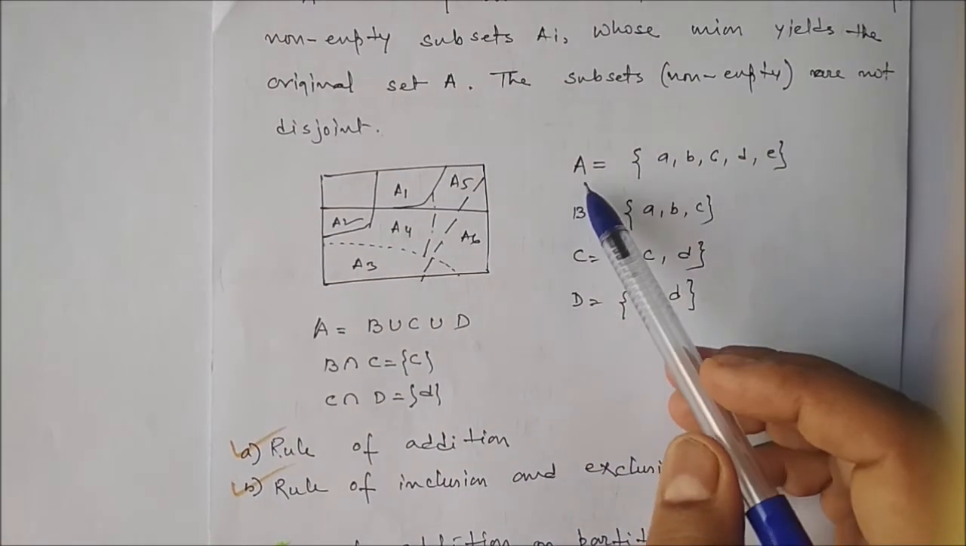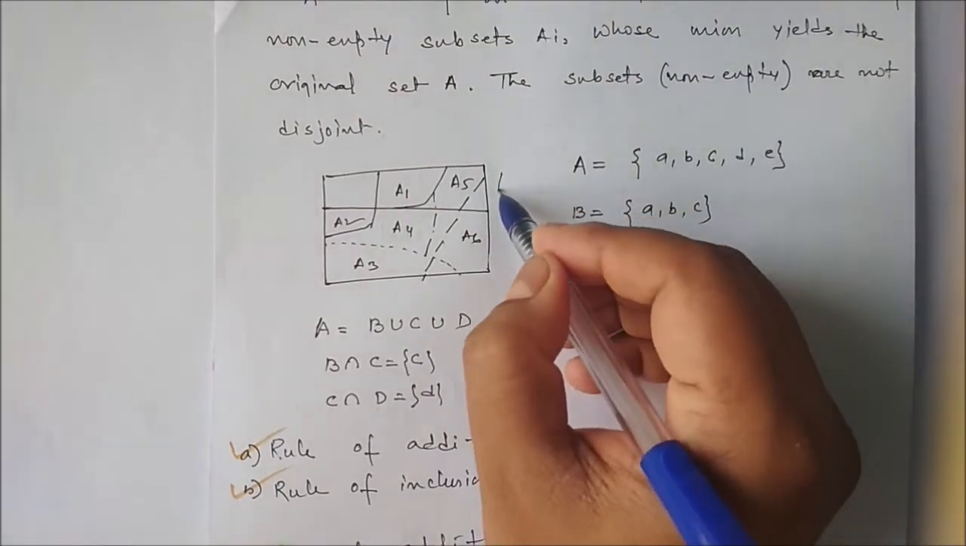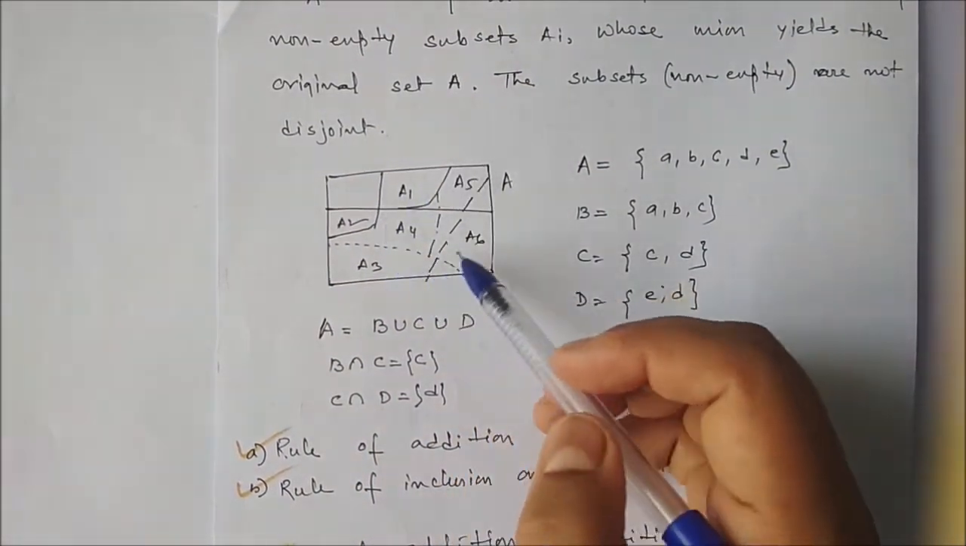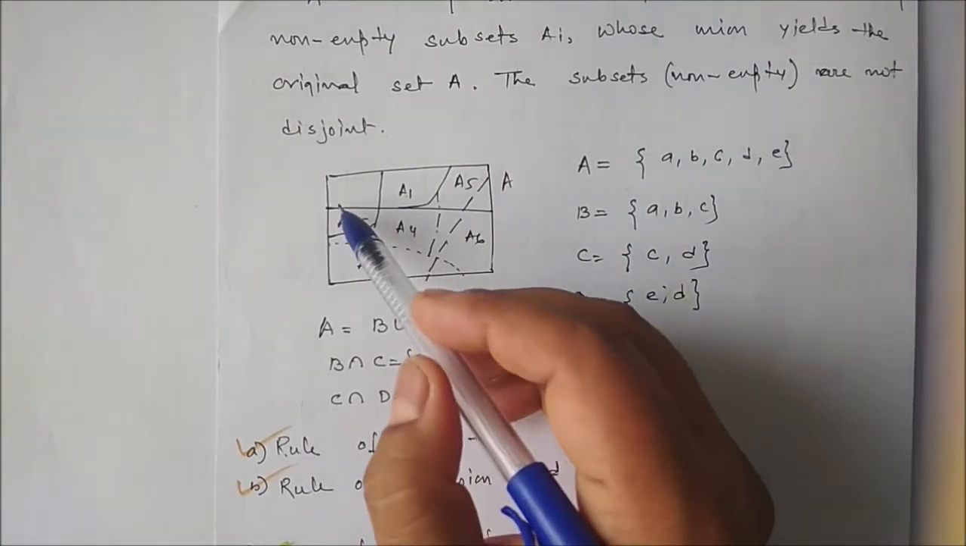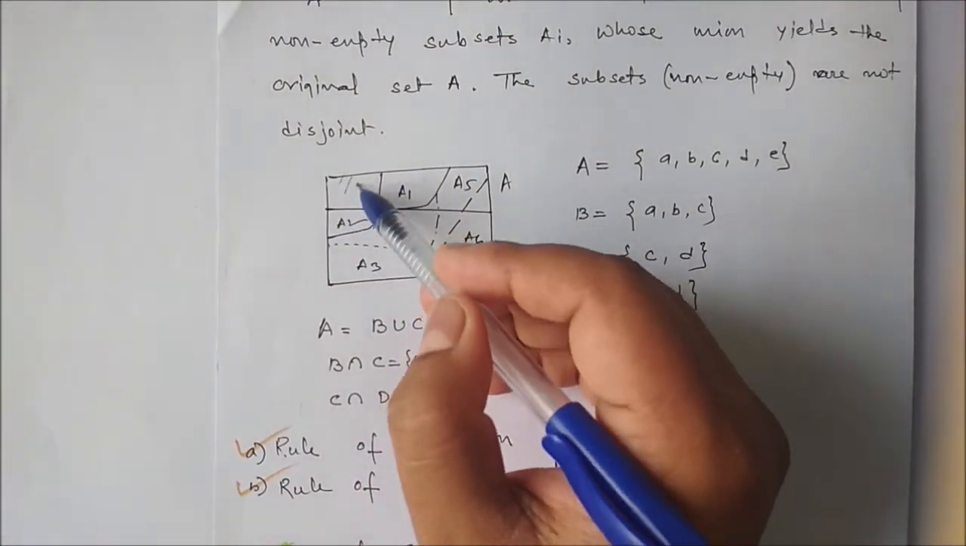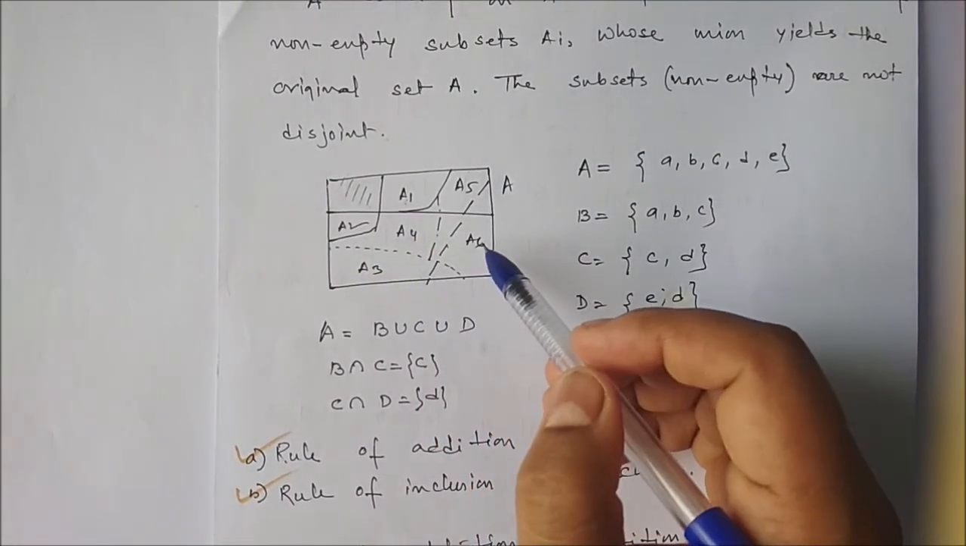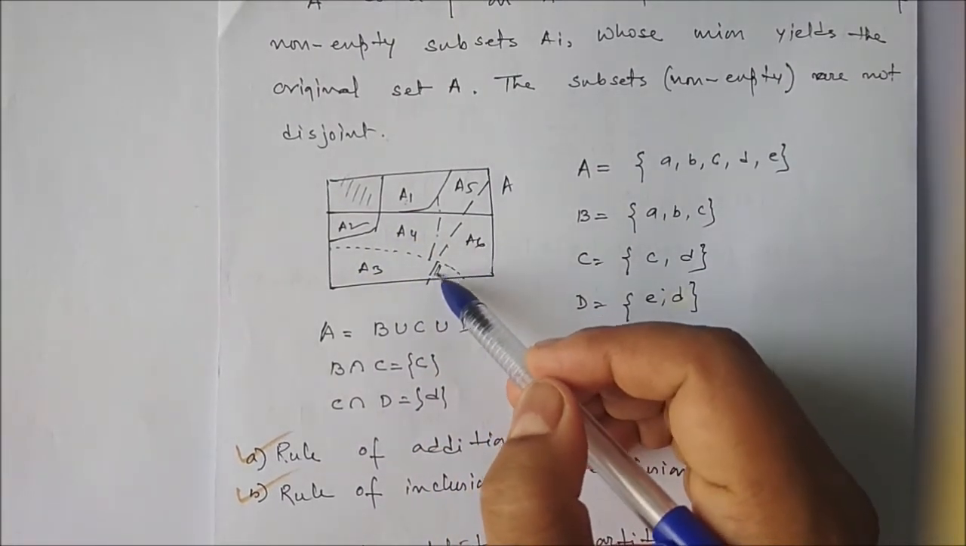First of all, you just see the figure. Here A is the total set. Now A1 and A2 are overlapped, so this is the overlapping part in between A1 and A2. Similarly A3 with A4, so this is the overlapping part.